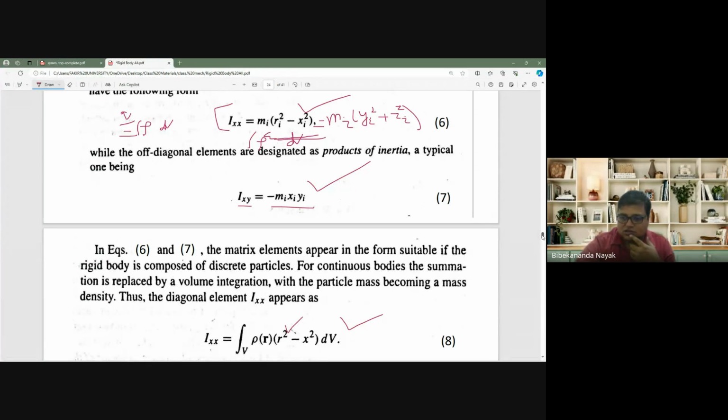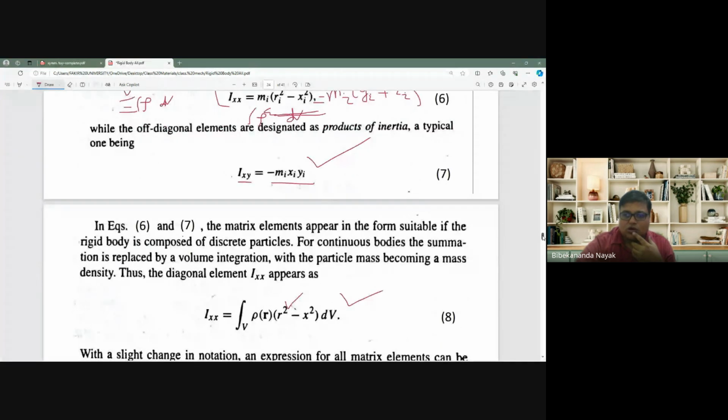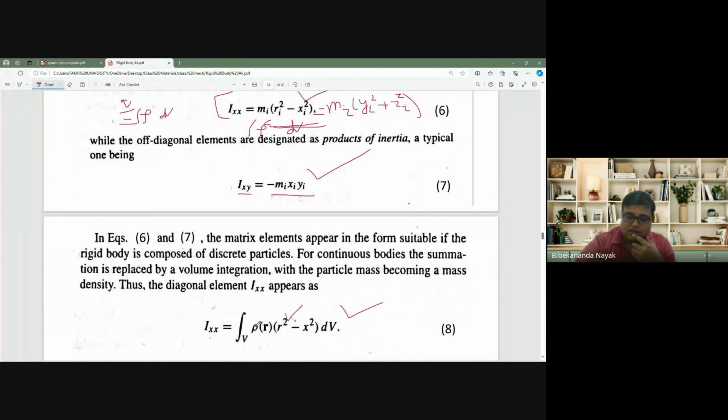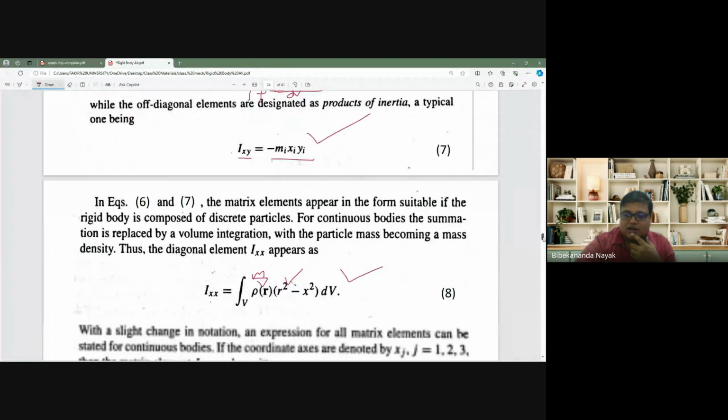I_xx. Rho already contains mass, rho is mass per volume, so mass is absorbed by rho. Volume dV and rho r square. Similarly, this one is rho times x y dV.